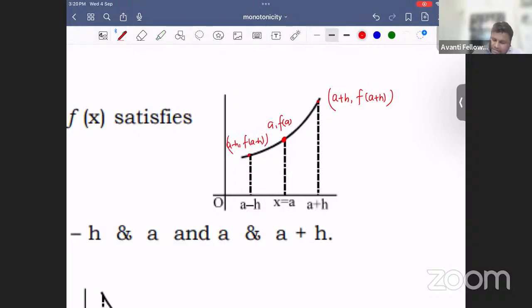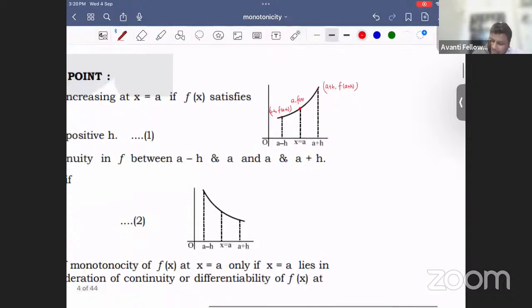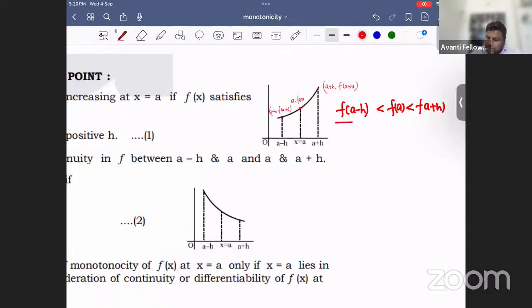Now you can clearly see if it is an increasing function, then f(a plus h) will be greater than f(a), and it will be greater than f(a minus h). So f(a plus h) is greater than f(a), which is further greater than f(a minus h). So this is the very basic definition of an increasing function. When everything fails, this will give you the correct answer. Got it?